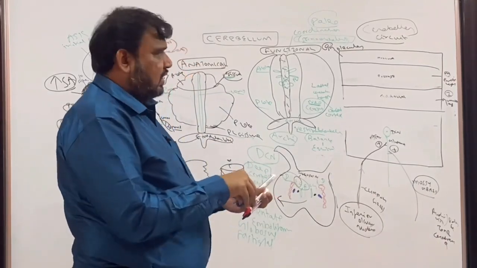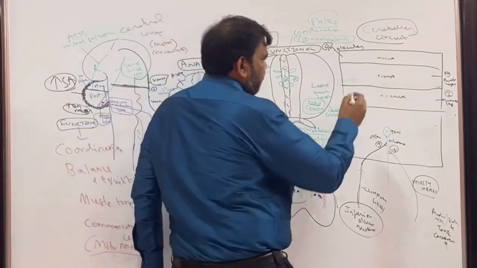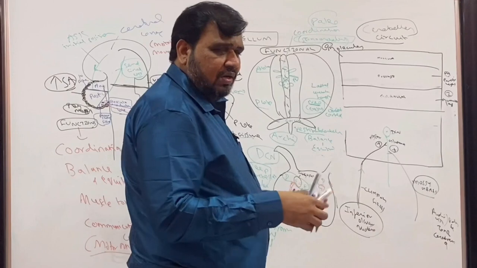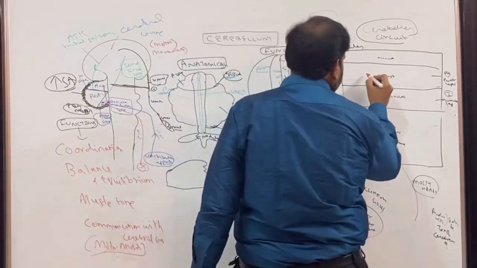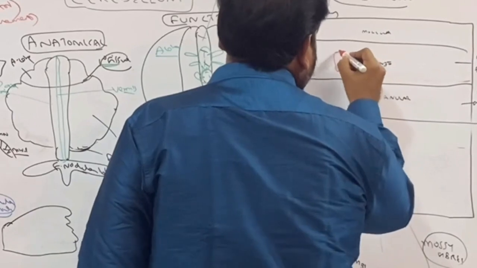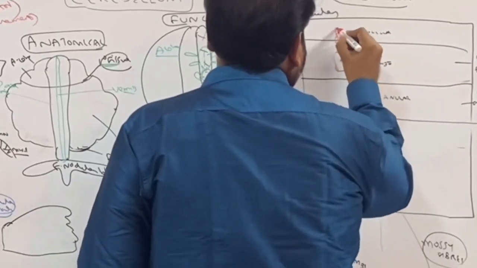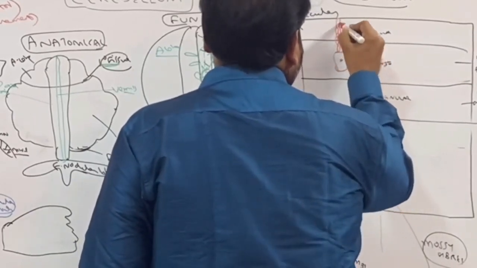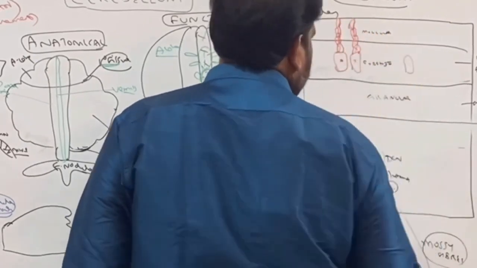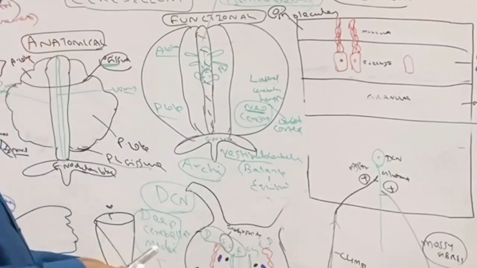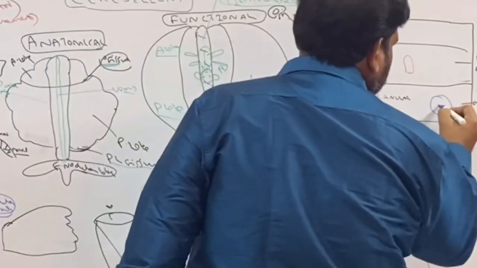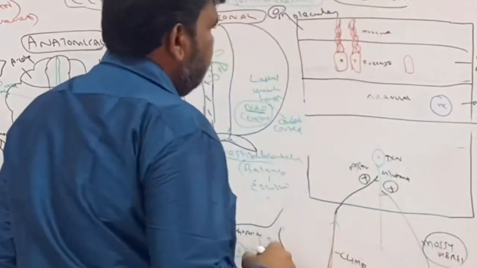Now I will first finish the layers, starting with the layer's name. Purkinje layer means the Purkinje cell is present. That's why the name is Purkinje layer. So the Purkinje cell is present here, and the dendrites are going there. This is the Purkinje cell. And in the granular layer, obviously the granule cell will be there. Yeah, this is the granule cell.